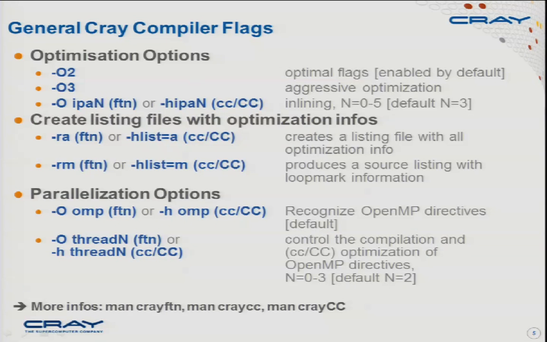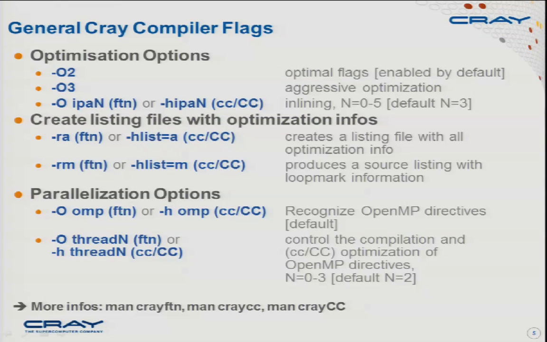Now, this is a list. We will go through all these with details later, but this is a list of the options you can have in the Cray compiler. So options for optimization, the usual O2, O3. Then there are options for inlining, okay? This is for the Fortran, and this is for C++. There are different ways to write these options. Here is the same.